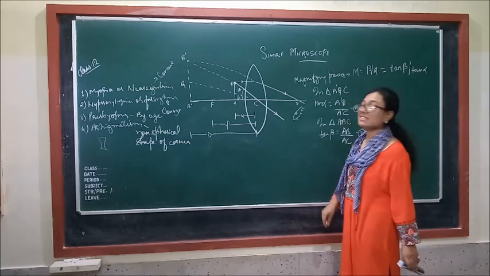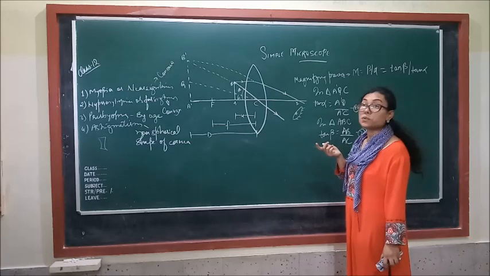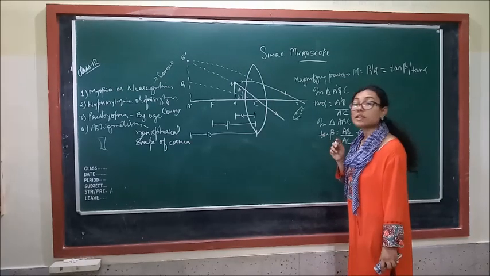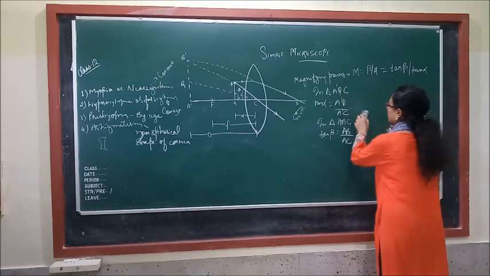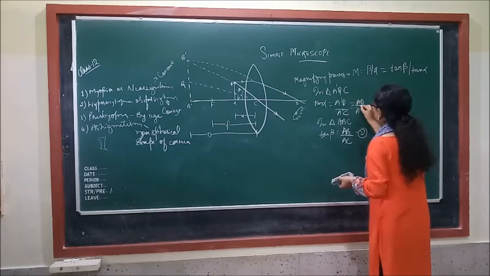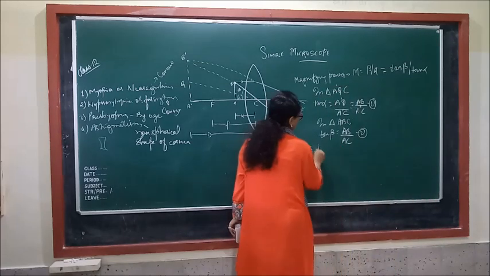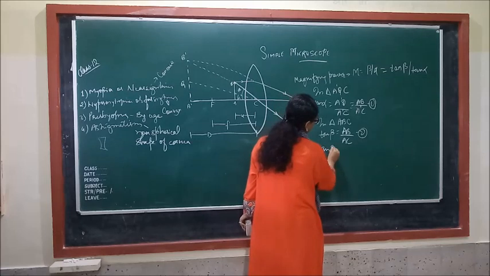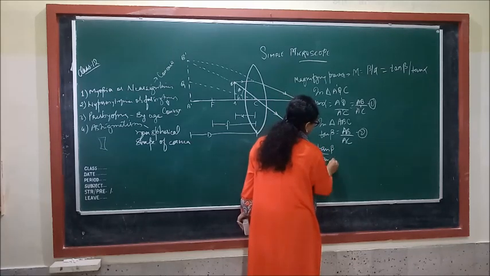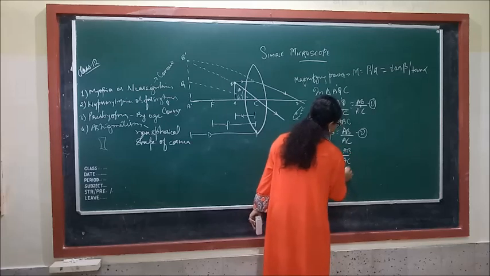Clear? Can I write this? A dash Q is equal to AB. Can I write this? Yes, I can. So it will be AB by A dash C. Now the first equation, m is equal to the ratio of the image size to the object size, which is A dash B dash by AB, that is A dash C by AC.